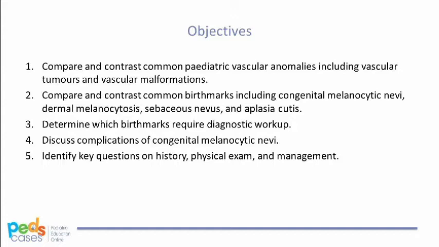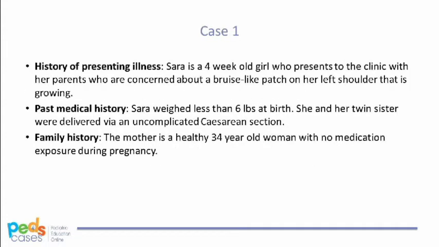Now, let's talk about how birthmarks can present in infants and children. Let's start our first case with an infant. Case 1. History of present illness. Sarah is a 4-week-old girl who presents to the clinic with her parents, who are concerned about a bruise-like patch on her left shoulder that is growing.